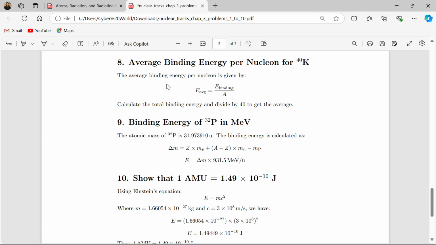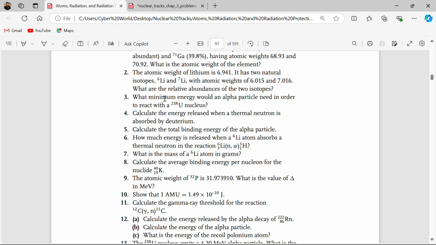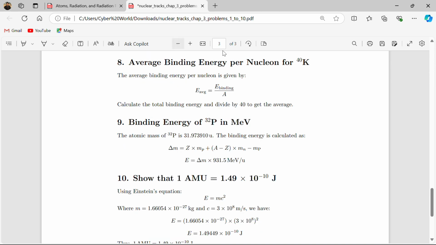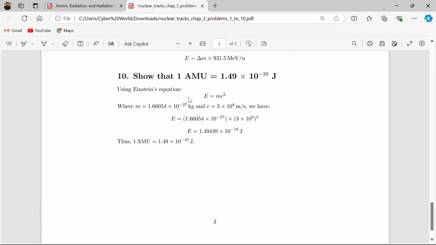Okay, so now move towards the last problem of this lecture. Our last problem is: show that 1 AMU is equal to 1.49 times 10 to the power minus 10 joules. So this is a very important and short problem. You just have to show that one atomic mass unit is equal to 1.49 times 10 to the power minus 10 joules. How can you show that? You can show that simply by using Einstein's equation.